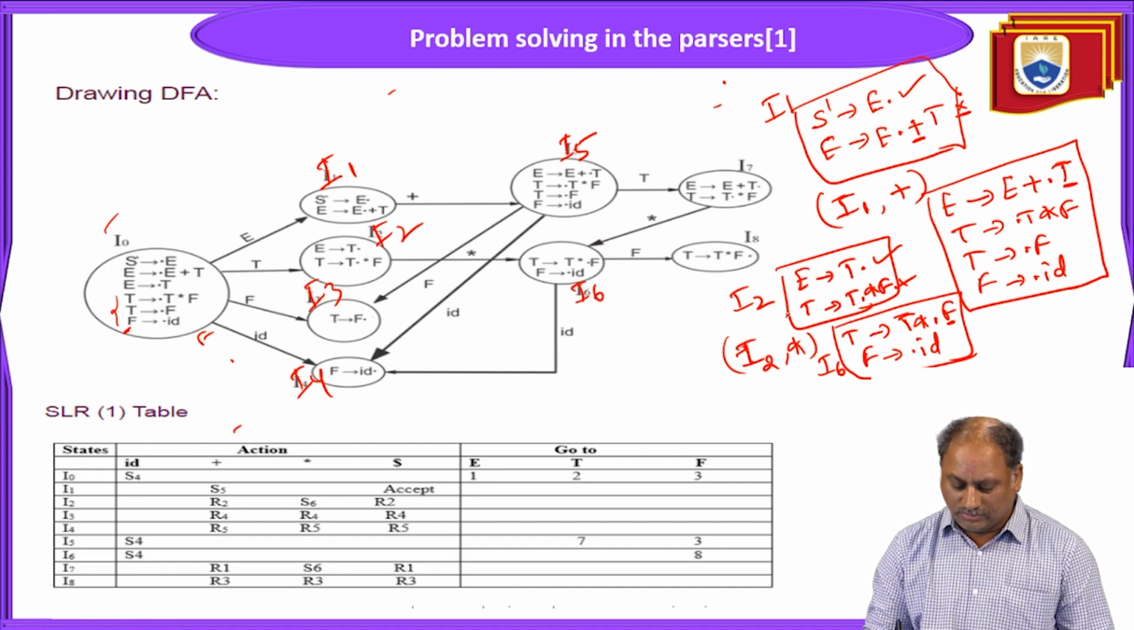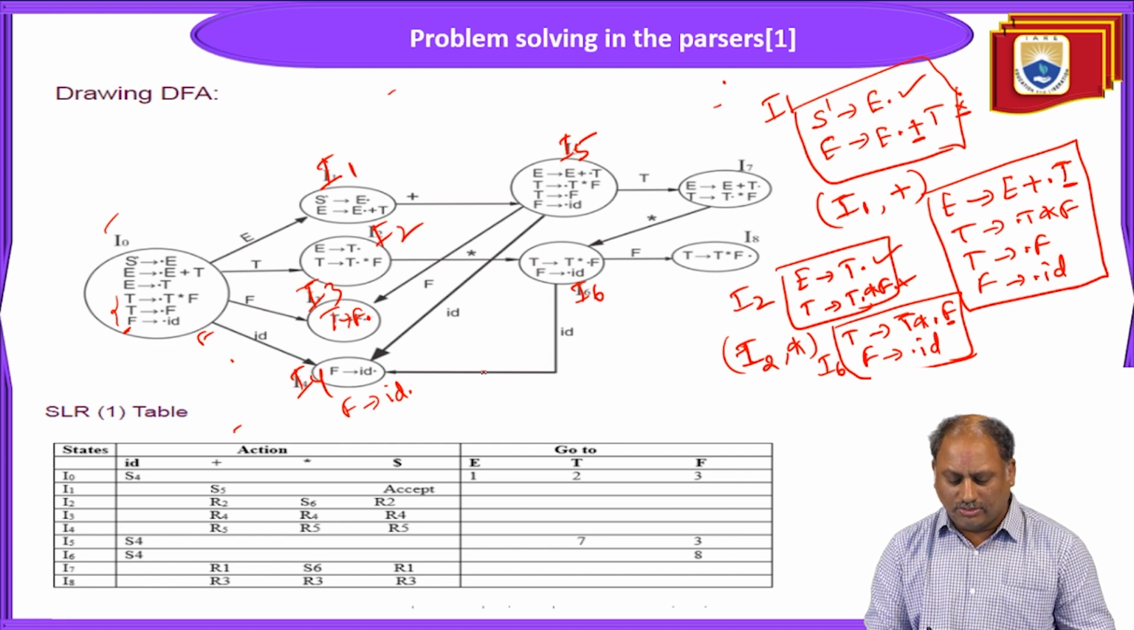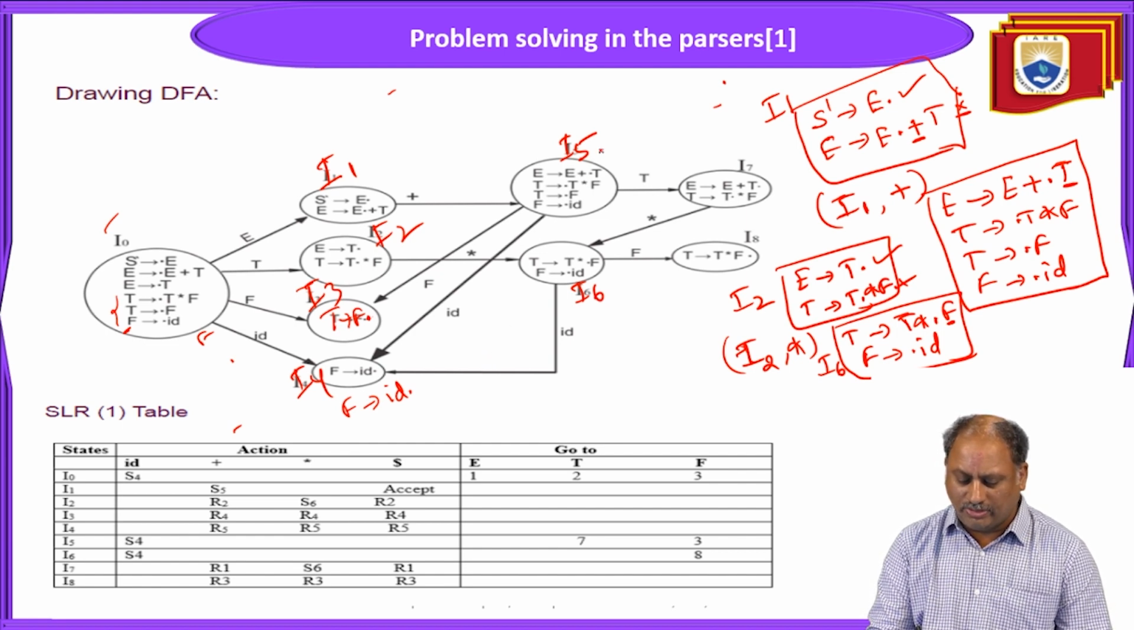And then I3, there is no need to compute it. Why? Because it contains T derives F dot. After the dot, there is no variable or anything else. So we can stop at the I3 state. I4 also we can stop processing, because here also it reached the end: F derives ID dot. So we only have to process the states I5 and I6, because they have not reached the end.